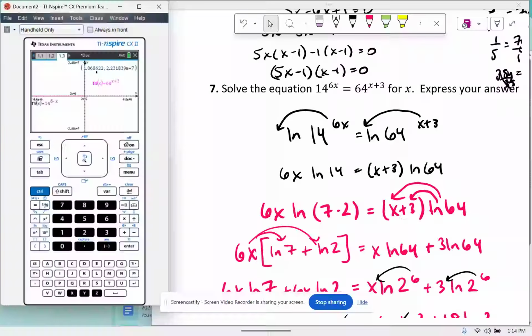There is one. Oh, good. It took us right up to it. Perfect. So it's intersecting at 1.068622. So you'll know you're right when you... What are you going to do? I just graphed it. I just found where they cross.